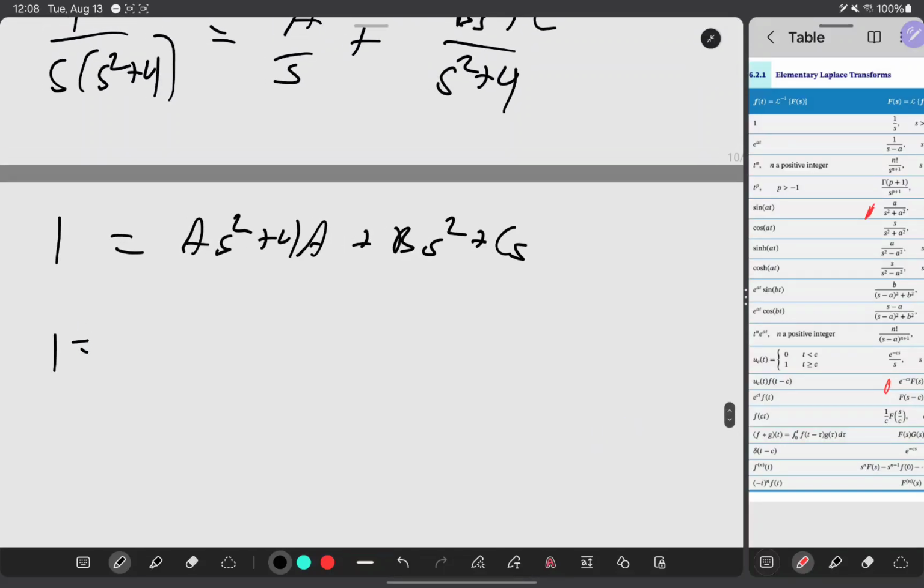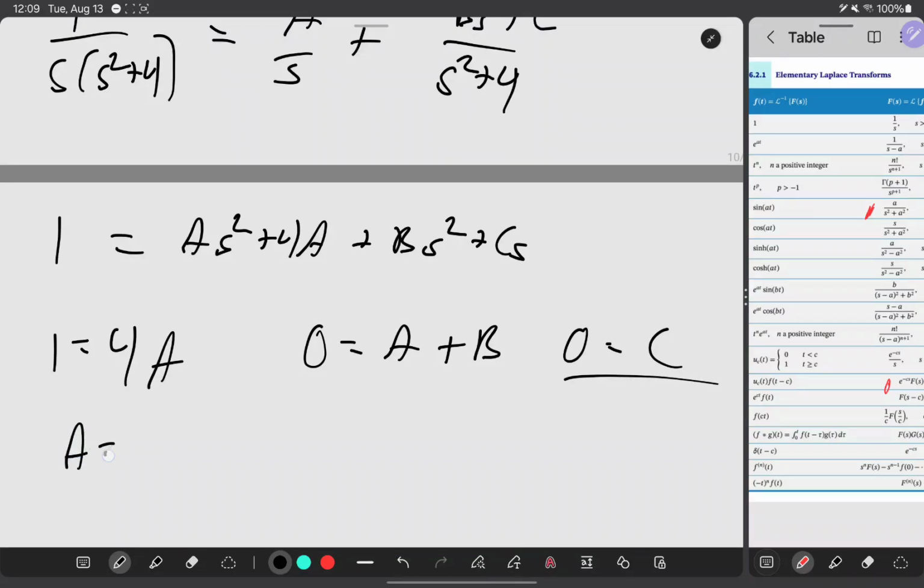1 is equal to 4a, that's it. Yeah. 0 is equal to a plus b, and 0 is equal to c. A is equal to 1/4.